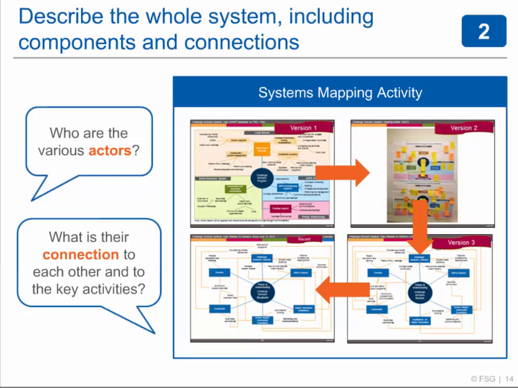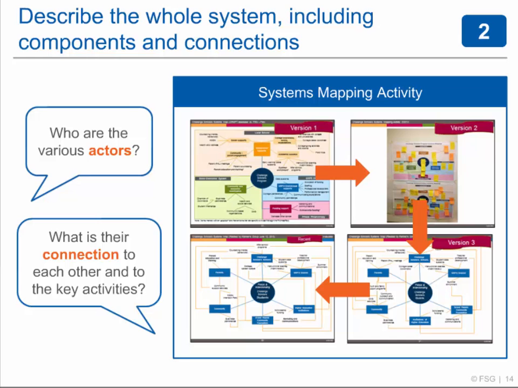Proposition two is about describing the whole system, including components and connections. A key tool we used in doing this was systems mapping. Now, there are several types of systems maps out there. The one we used here is what I refer to as an actors and roles map that essentially showed who the key actors were, how they were connected, and what their main roles were when it came to Challenge Scholars.